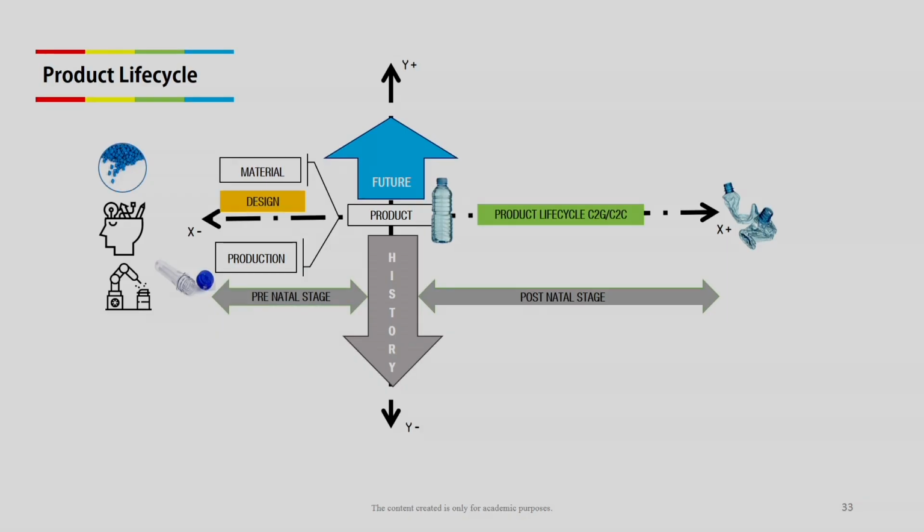So, now we will discuss the product life cycle. In the product life cycle you can see there are two axes, the x axis and the y axis. In the x axis, first the material is considered, design thinking comes, and with the help of production, the product is produced. Basically it takes its birth. There are two parts, one is the prenatal stage, another is the postnatal stage. In the prenatal stage design thinking comes, and with the help of production techniques and different kinds of material, a product is manufactured.